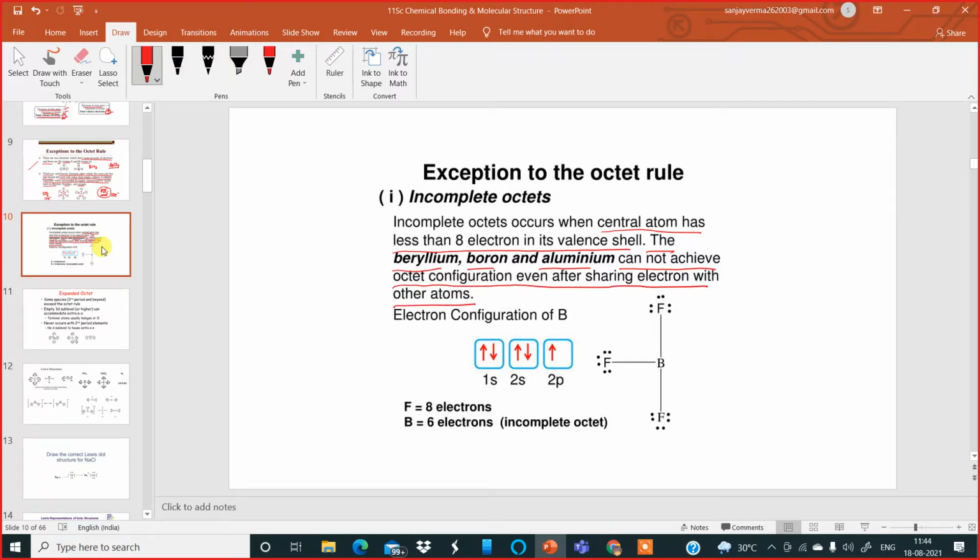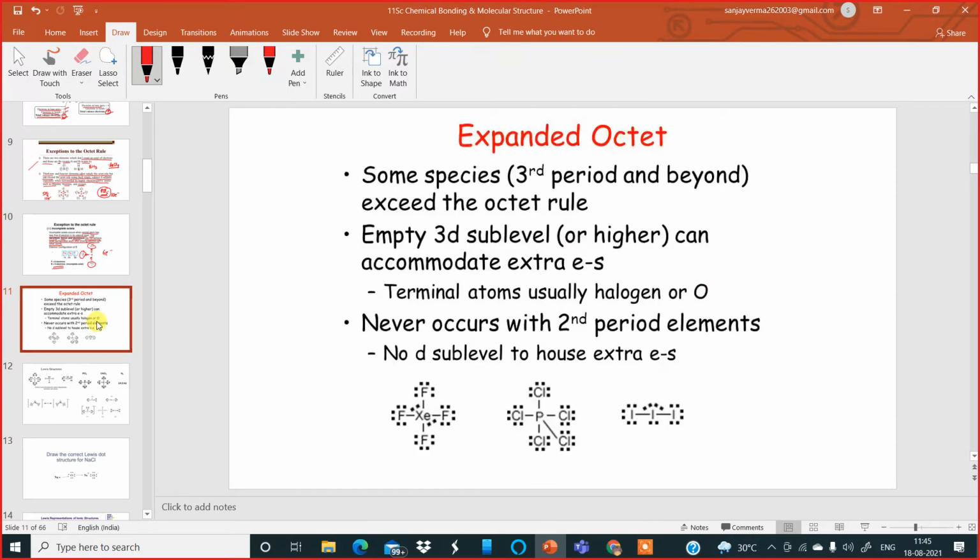For example, boron has 5 electrons, so 1, 2, 3, 4, 5 in the valence shell. So it has 3 electrons that can be used to form bonds. After sharing also, the total number of electrons is not an octet. It is only 6 electrons over there. But the 3 fluorines have acquired an octet. So this is a case of incomplete octet. Now another example over here, you can have a look.